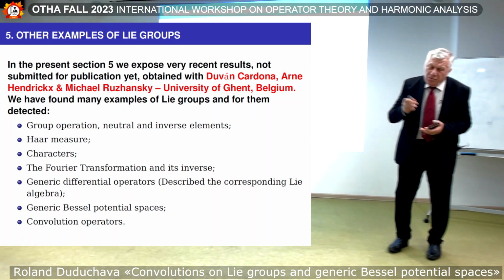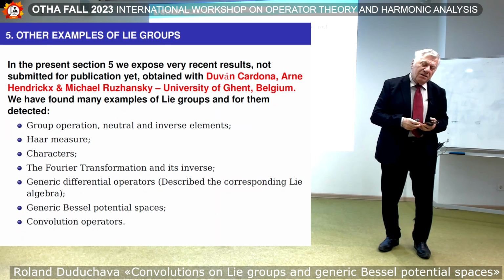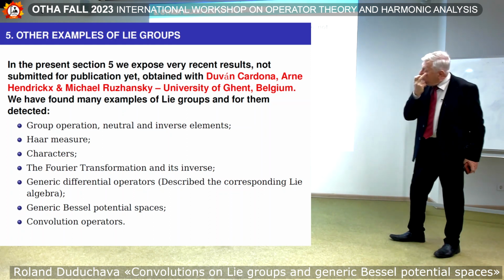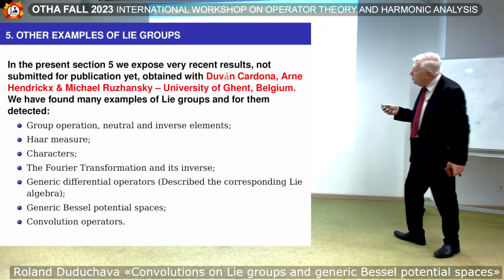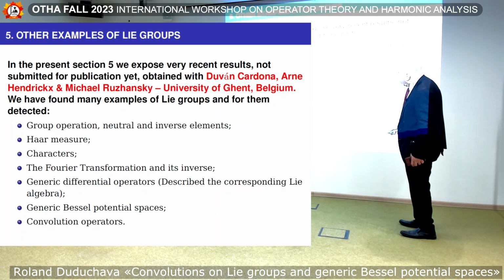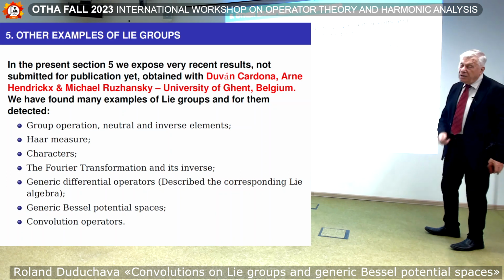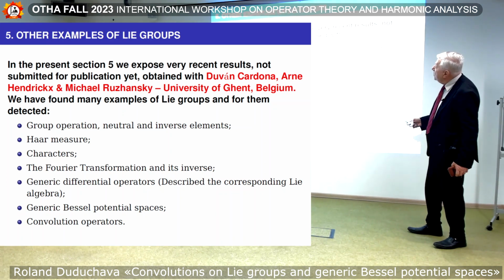Examples. Now I will show you several examples, and we'll finish with that. Several examples of Lie groups. What we have done with my colleagues from the Ghent Analysis and PDE Center, with Professor Różański and his colleagues, we have found these examples, found Haar measure, group operation, first of all, Haar measure, how they are defined there, characters of these Lie groups, group of characters, then the Fourier transform, inverse Fourier transform, generic differential operators, described the generic Bessel potential spaces for them, and this all was done for such groups.